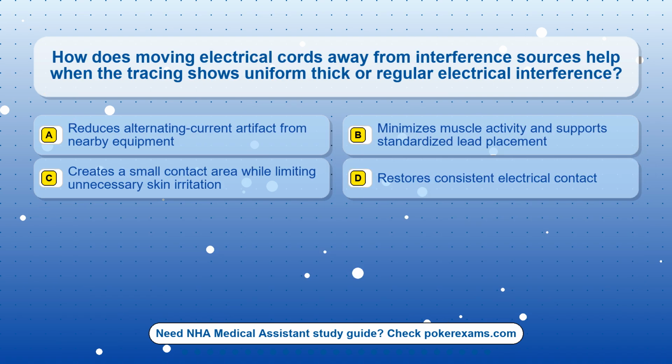Question 25. How does moving electrical cords away from interference sources help when the tracing shows uniform thick or regular electrical interference? Option A. Reduces alternating current artifact from nearby equipment. Option B. Minimizes muscle activity and supports standardized lead placement. Option C. Creates a small contact area while limiting unnecessary skin irritation. Option D. Restores consistent electrical contact.